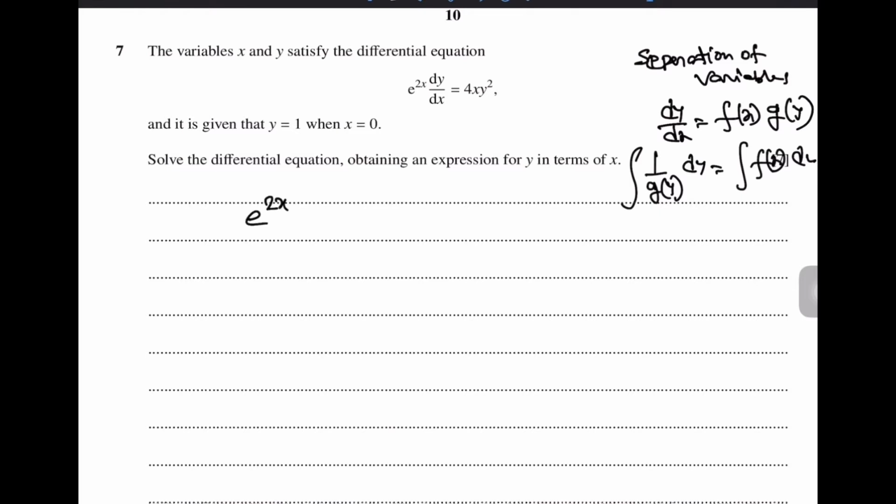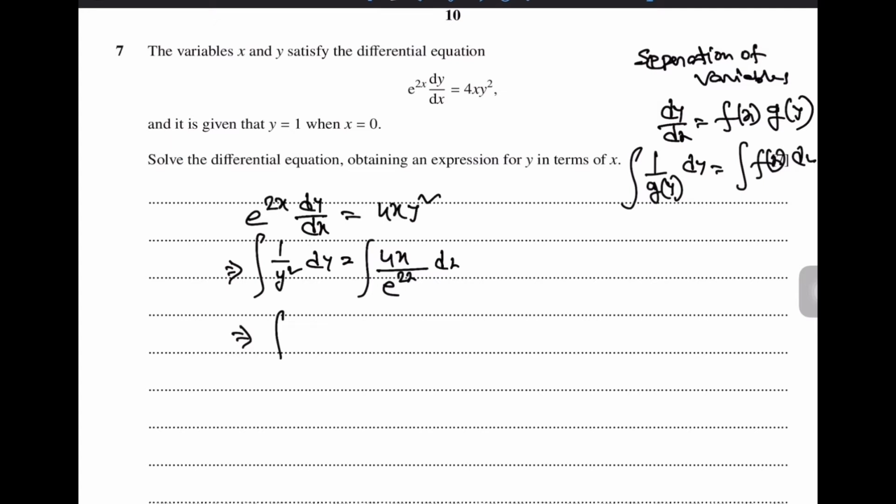e to the power 2x dy by dx equals 4x y square. So we can write 1 by y square dy equals 4x e to the power 2x dx, with integration signs. We can write this as the integration of y to the power minus 2 dy, then according to laws of indices.